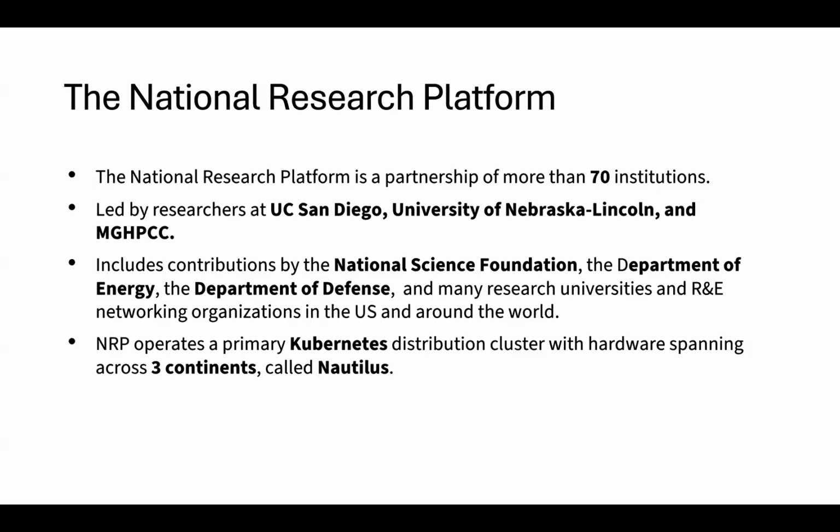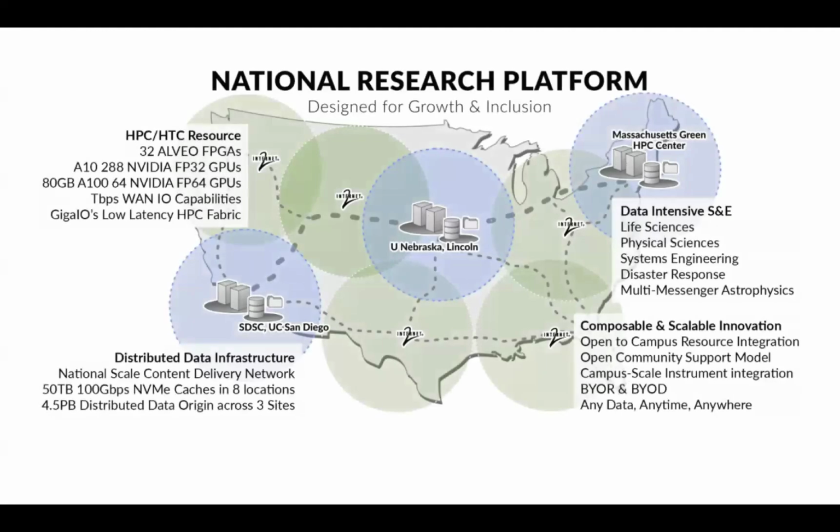So the NRP operates primarily a Kubernetes distributed cluster, and this cluster is largely in the US, but we also have some nodes outside the US, so technically it is operational on three continents: Asia, Europe, and North America. The cluster is called Nautilus, and we'll go through some of the details of the cluster.